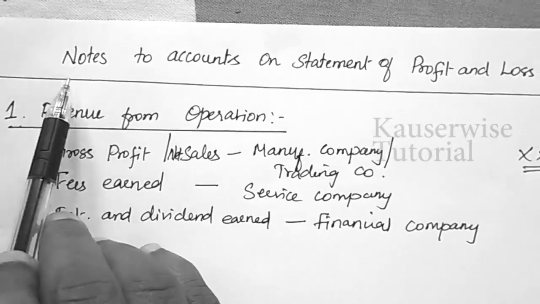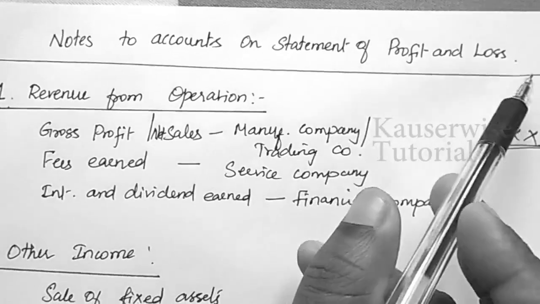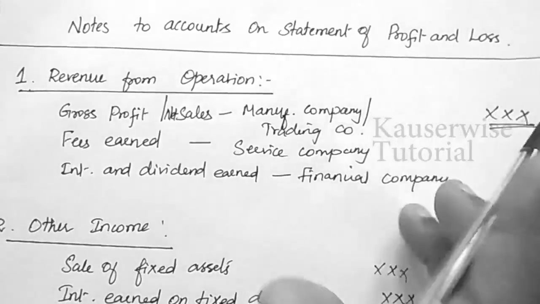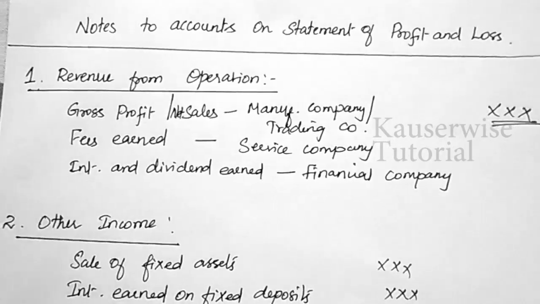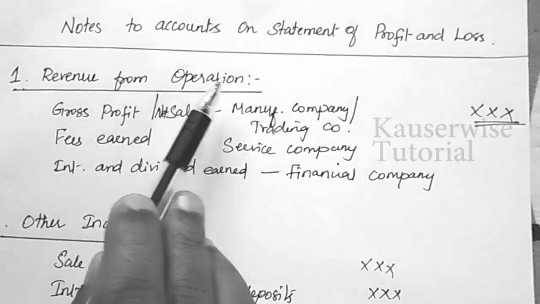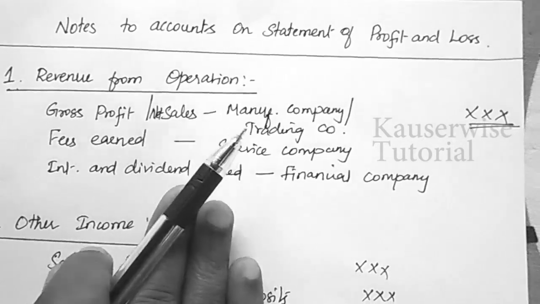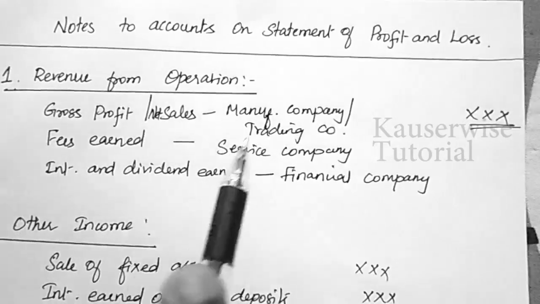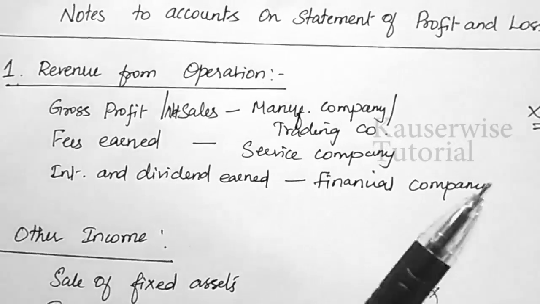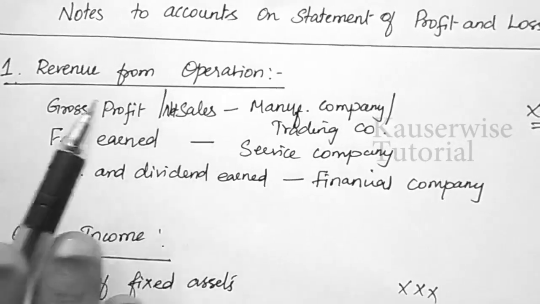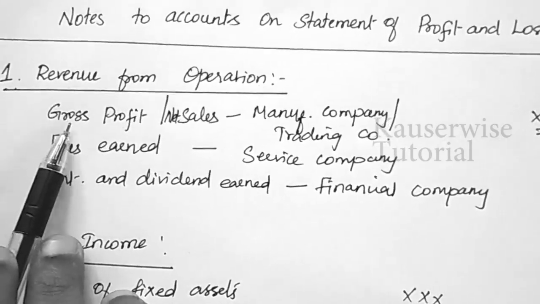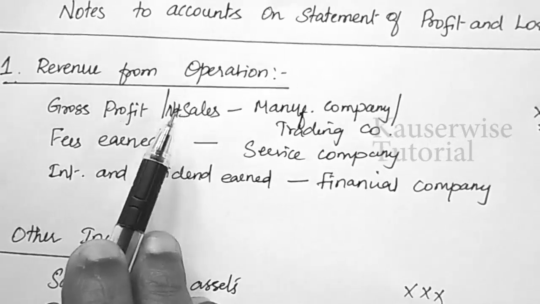See the working note: notes to accounts on statement of profit and loss. Before you prepare the profit and loss statement, you need to have a working note for each and every content. So I told you, the first one is revenue from operation. Revenue from operation means the main source of income of a company. For example, if the company is a manufacturing or trading company, their main source of income is net sales or gross profit. If you have gross profit in your trial balance, you can directly record gross profit, or else you can write the net sales.